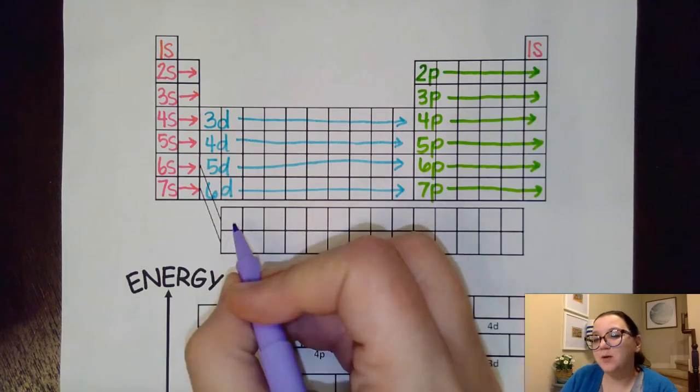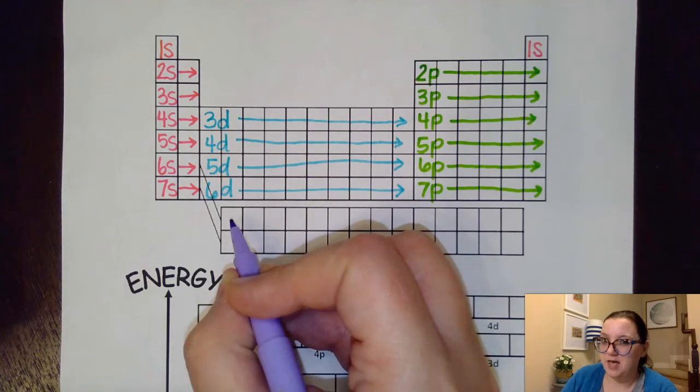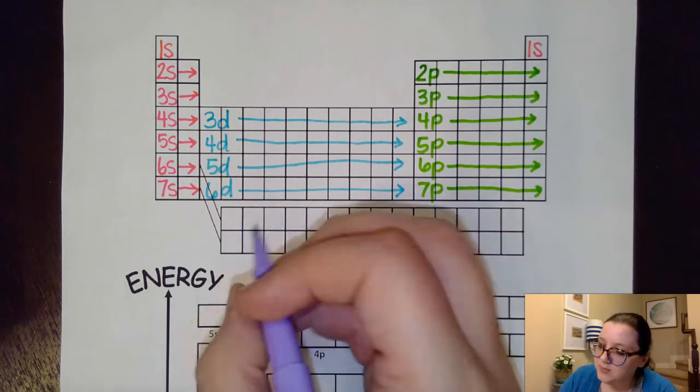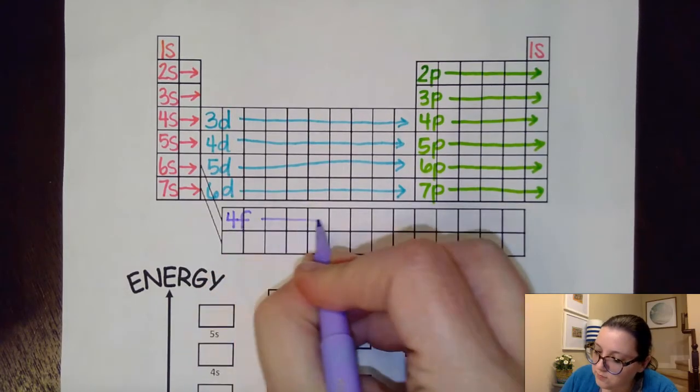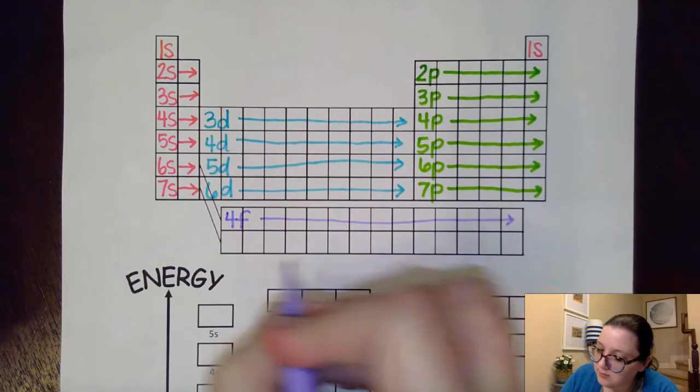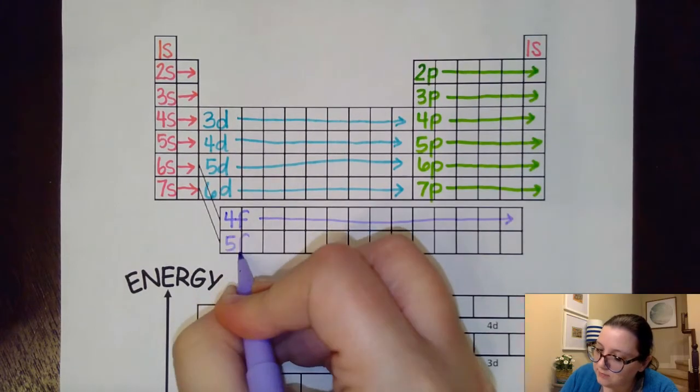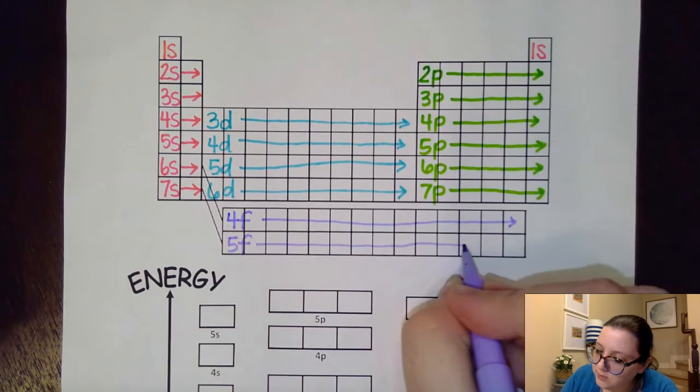Do you remember what energy level we first see F fill up in? That's right, we see it in the 4th energy level. So 4F and 5F. Now I'm going to tell you a trick.